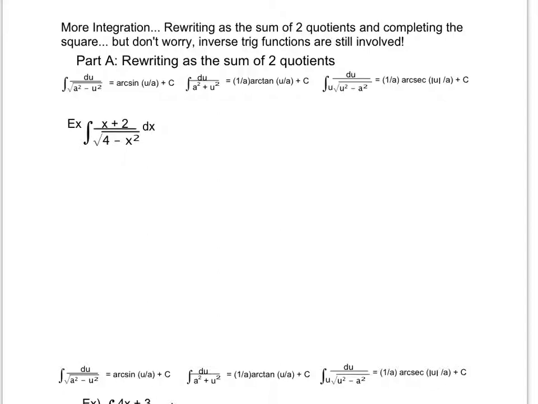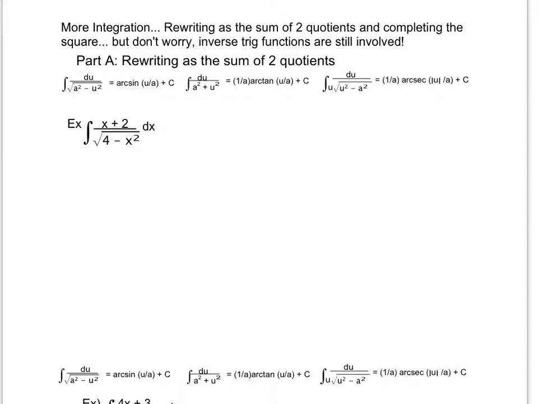To try to make the videos shorter, because I know they've been getting long with the longer process that we've been looking at, I'm going to break it into two videos. So this first one is just going to be rewriting as the sum of two quotients. Because I know I'm still going to be involving inverse trig functions a lot of times, I just wrote out my inverse trig functions here.